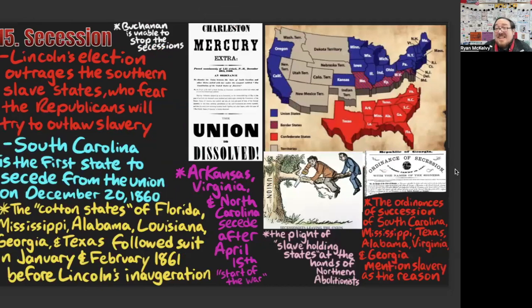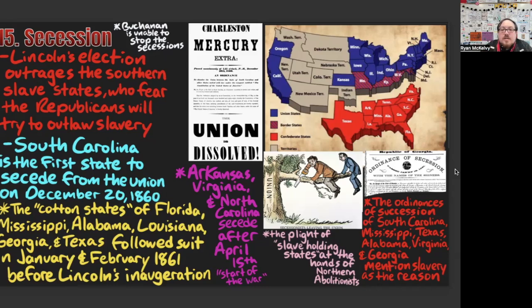So this is our last term, secession. Lincoln's election, of course, outrages the Southern states who believe that he's going to outlaw slavery. And so they decide that they're going to break away. Less than a month after the election, the first state to break away is South Carolina. They will secede from the Union on December 20th, 1860. They publish this: the Union is dissolved. Like, we are done, we are breaking away. And the cotton states of Florida, Mississippi, Alabama, Louisiana, Georgia, and Texas will follow suit in January and February of 1861.